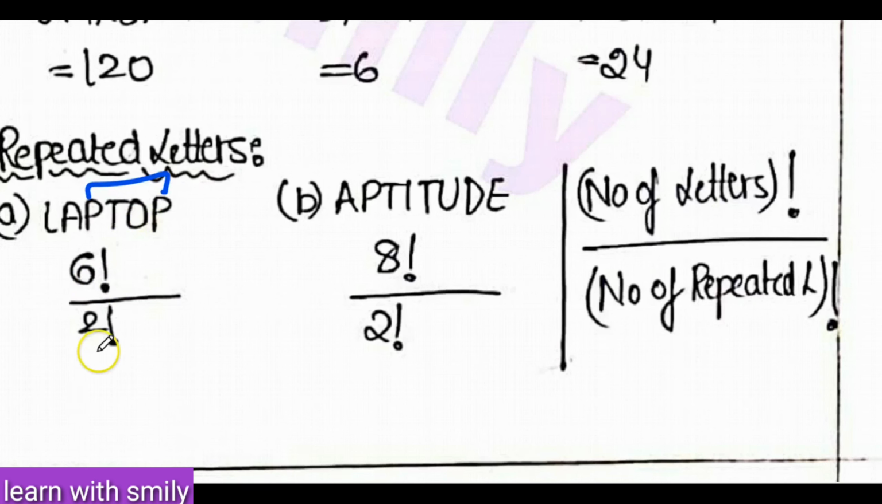That's the reason we have written 2 factorial in the denominator. Coming to aptitude, in this, T has been repeated twice and it is an 8 letter word. So this is how we represent this repeated letter format.